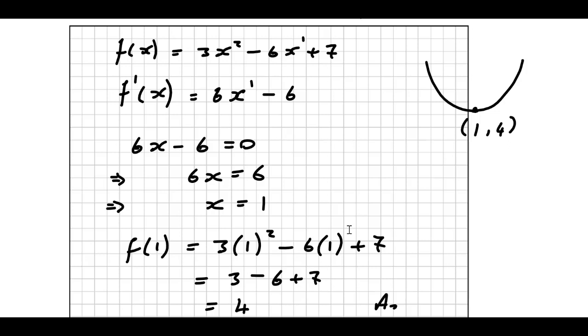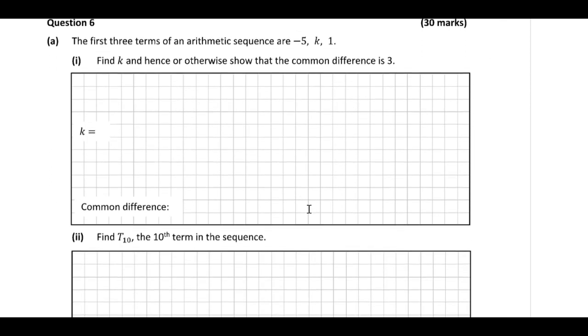So our answer just says find the coordinates of the local minimum point. So the answer is 1, 4. Okay, so that's part C. That's actually that question finished, so let's have a look at question 6.